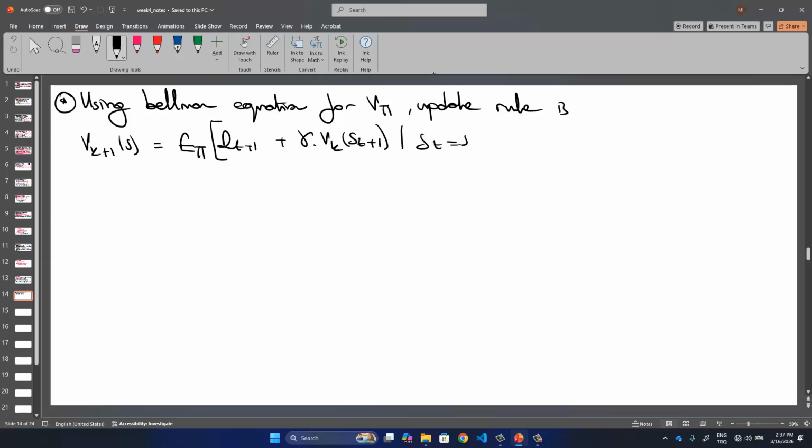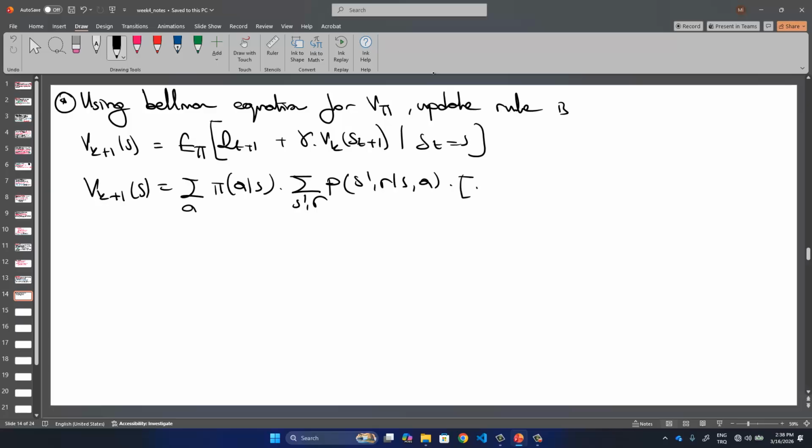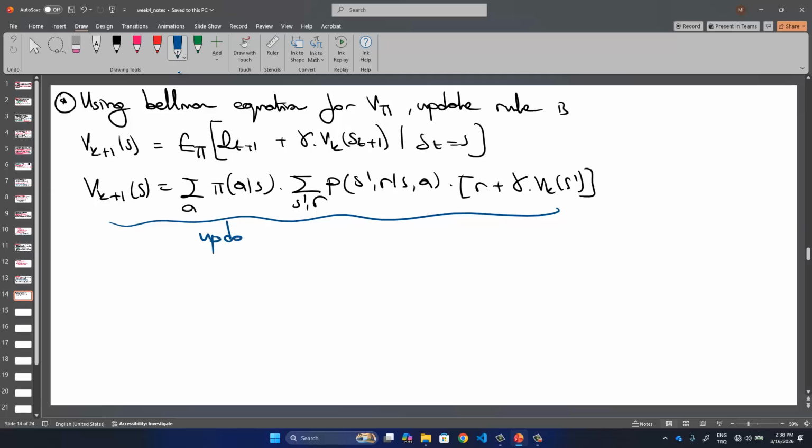You don't know these terms, so the V_k plus S should be written in here in the probabilistic rate of these terms also, and S prime, R. I will explain in here, but I just write it first: R plus gamma V_k S prime. Okay. These are the two rules, the update rules.